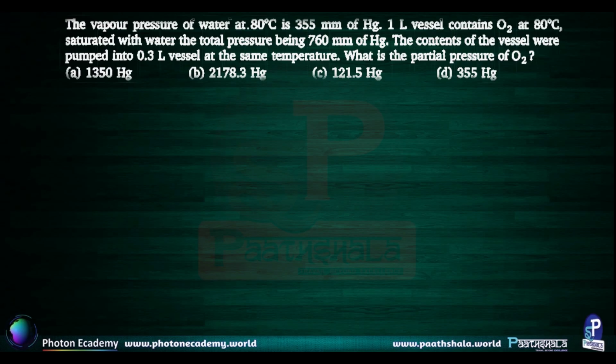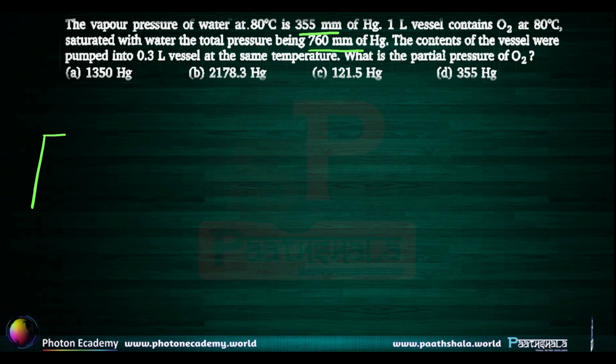The vapor pressure of water at 80 degrees Celsius is 355 millimeters of mercury. A 1 liter vessel contains oxygen at 80 degrees Celsius, saturated with water, the total pressure being 760 mm of mercury. The contents of the vessel were pumped into a 0.3 liter vessel at the same temperature. What is the partial pressure of oxygen?